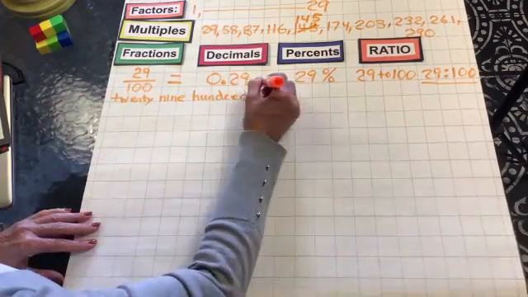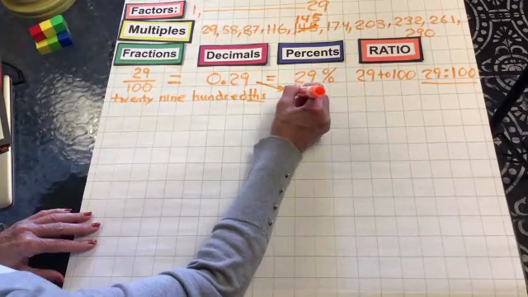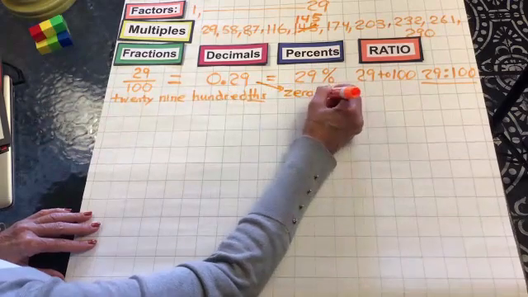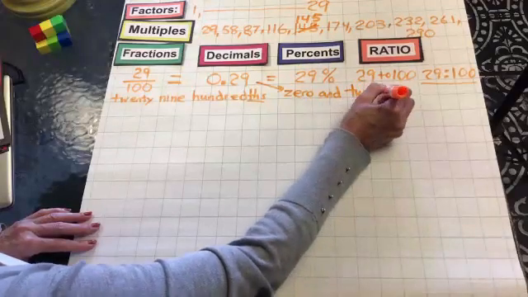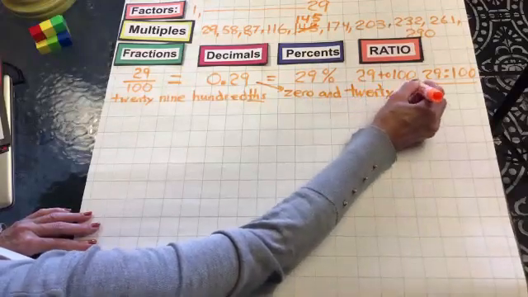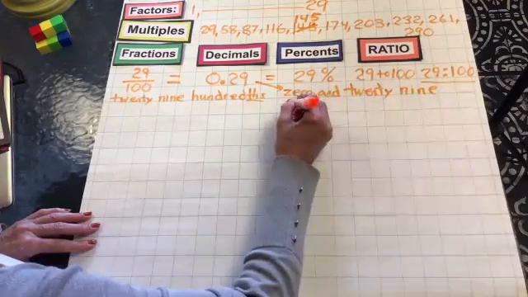All right, let's do our decimal here, which would be 0 and 29 hundredths.